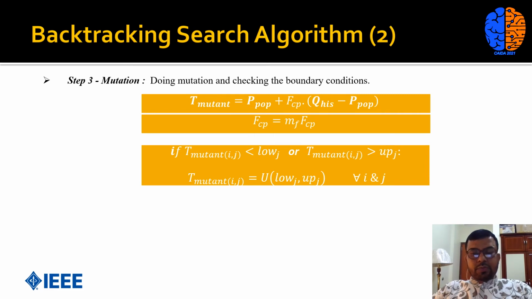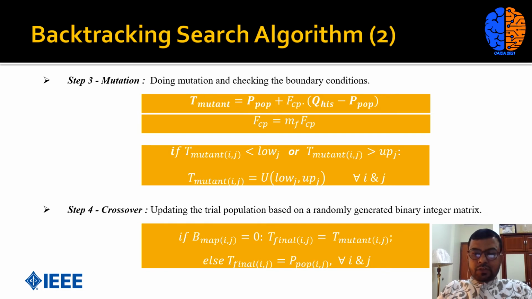After the mutation operation, some of the control parameters may go beyond their pre-specified ranges. The BSA uses this equation to bring them back into the search space. The fourth step of the backtracking search algorithm is known as crossover, where it updates the mutant vector from the primary mutant vector and the initial population using this equation.